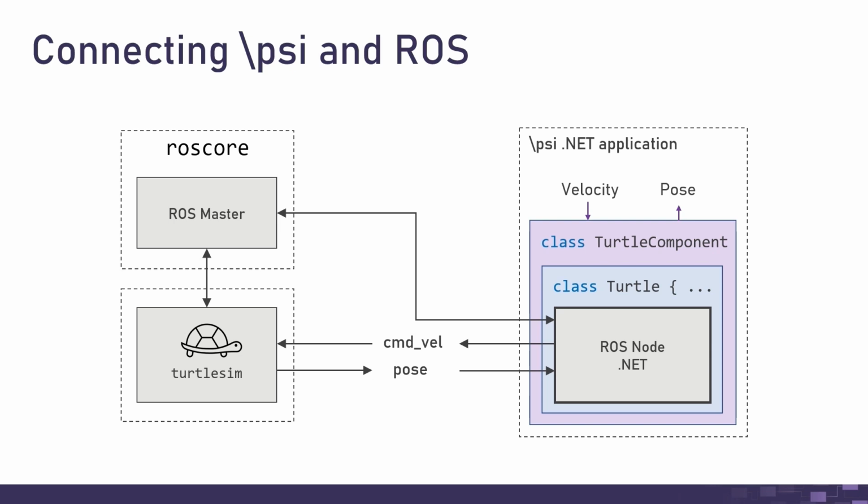This kind of separation of concerns, having a separate turtle class that knows about ROS and knows about how to control the turtle sim, but doesn't know about Psi, and then thinly wrapping that as a Psi component, is a good general architecture. Then finally, we'll create an app that starts a Psi pipeline and uses this turtle component to allow us to drive the turtle around with the keyboard.